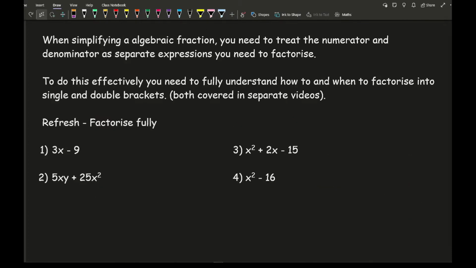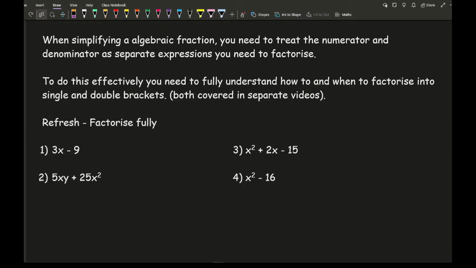Now, when simplifying an algebraic fraction, you need to treat the numerator and denominator as separate expressions that you need to try and factorize. Now, to do this effectively, you will need to fully understand how to and when to factorize into single and double brackets. And this is both covered in previous videos, in which I will include links literally everywhere in this video.